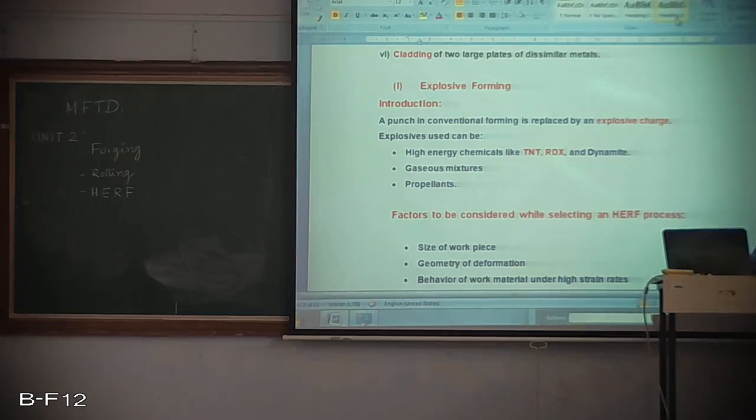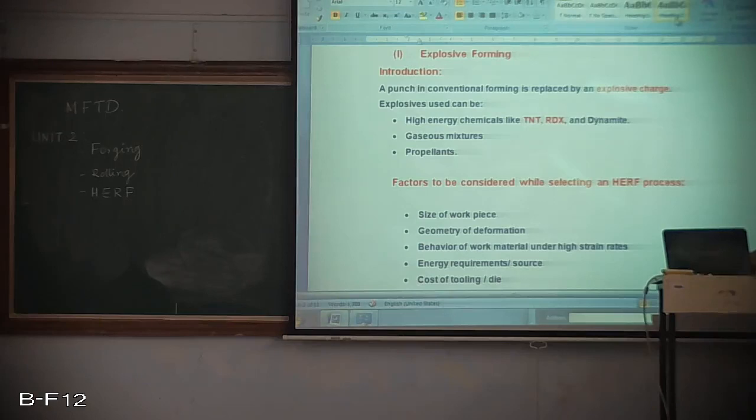As explosive forming sounds, an explosive is used. An explosive is a chemical which can liberate chemical energy at a very, very fast rate due to combustion of the explosive material like TNT, RDX, dynamite, gunpowder, and so on. Many of those can be used, and there are many other gaseous mixtures which can be used, but widely used are RDX, TNT, and dynamite.